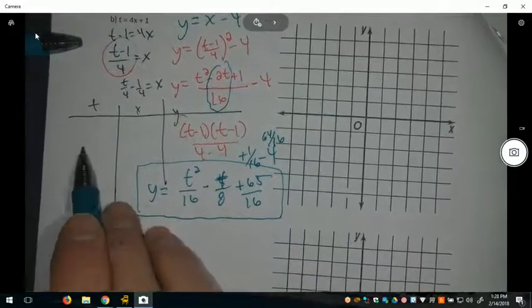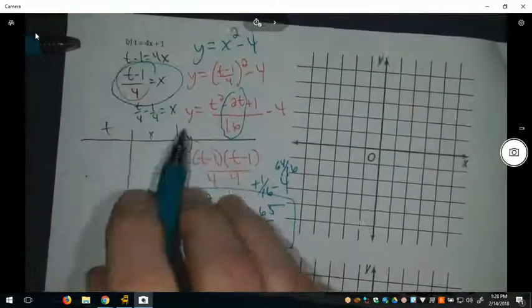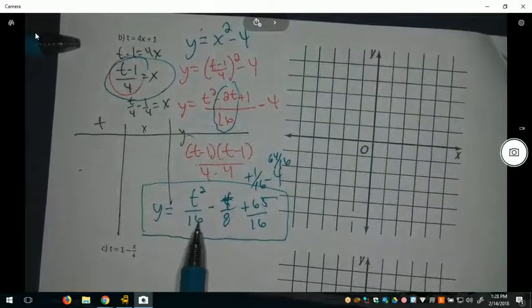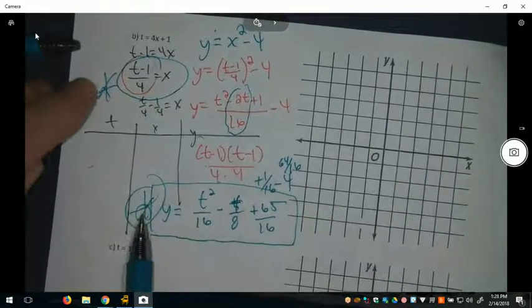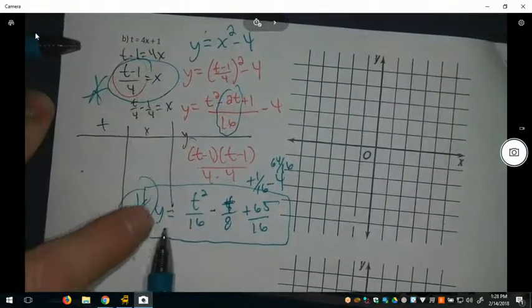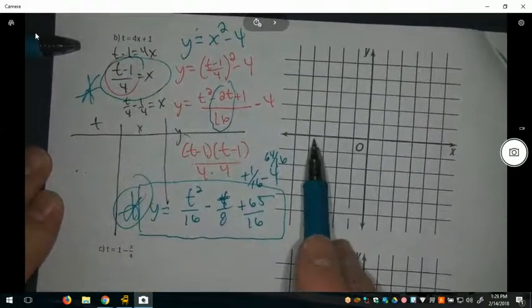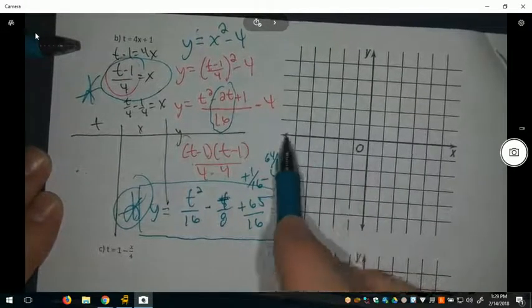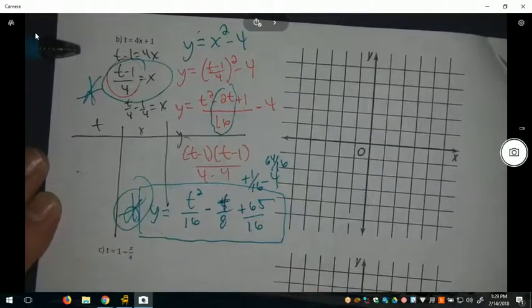If I'm making a table of t, x, and y, my relationship for x is this: x equals t minus 1 over 4. My relationship between y and t is t squared over 16 minus t over 8 plus 65 over 16. These two are my parametric equations. X is dependent on t, y is dependent on t. Give me some values of t, or I plug them in, like -4 to +4. Because the graph keeps going, since they didn't give us an interval, we would draw an arrow on the end of it. And then I can find my x's and y's just like we did in example 1.